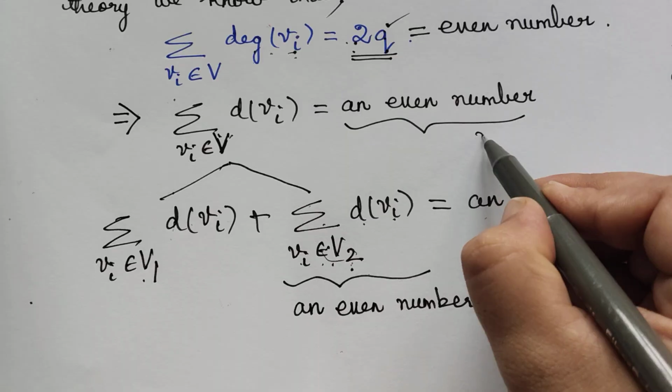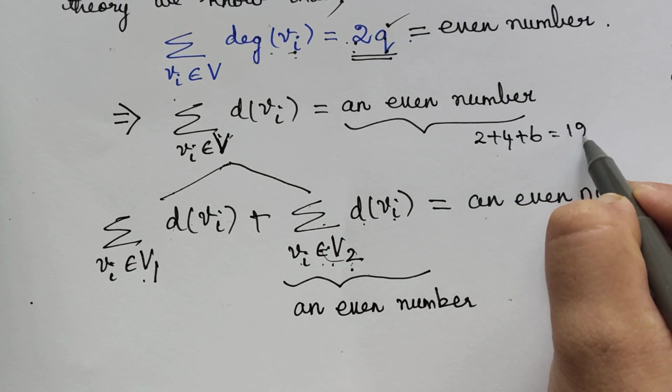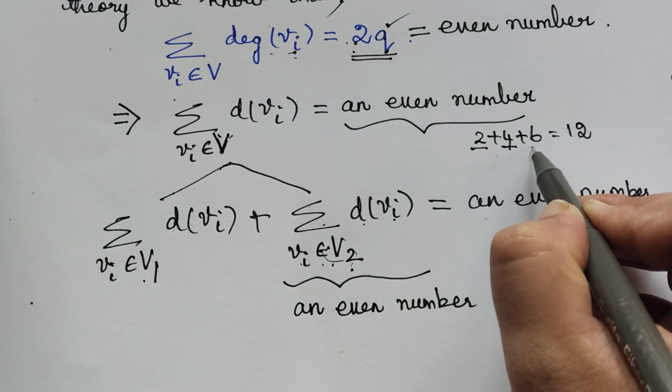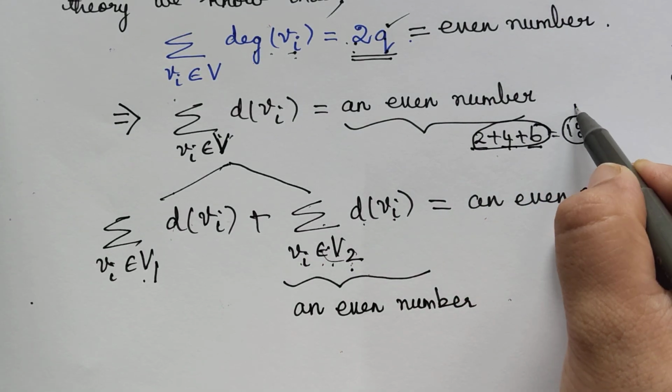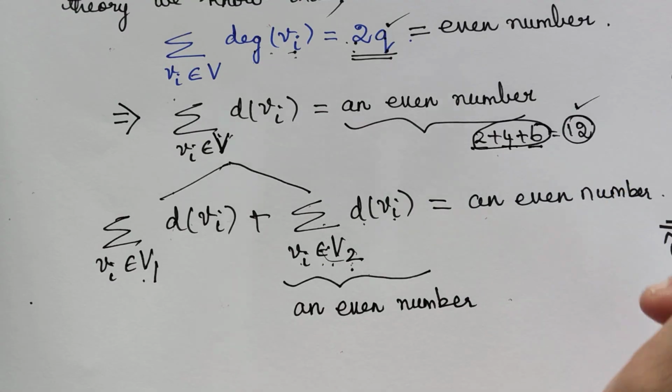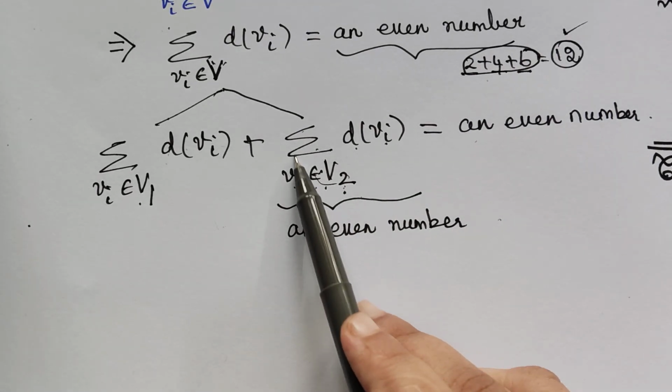For example, if you add 2, 4 plus 6, it's equal to 12. You can see that all the numbers are even. So whenever you add up all the even numbers, you will result in an even number only. So that is an obvious knowledge from number theory. So that is what this is, an even number.